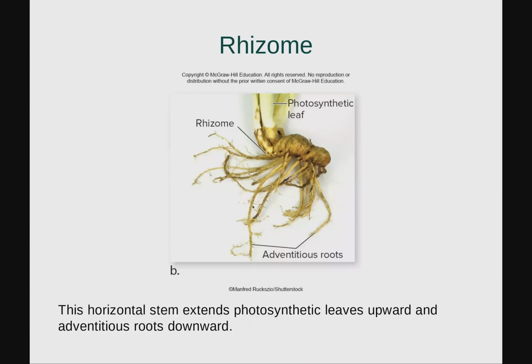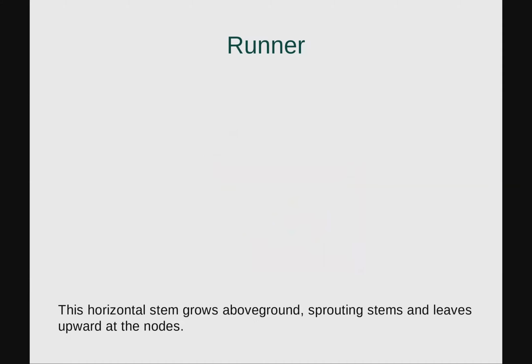Then we have the rhizomes, which are here, these sort of overall. So we have the photosynthetic leaf here. We have rhizomes. These horizontal stems extend photosynthetic leaves upward and adventitious roots downward. Again, giving more anchoring points, more areas for photosynthesis, more areas for nutrient absorption.